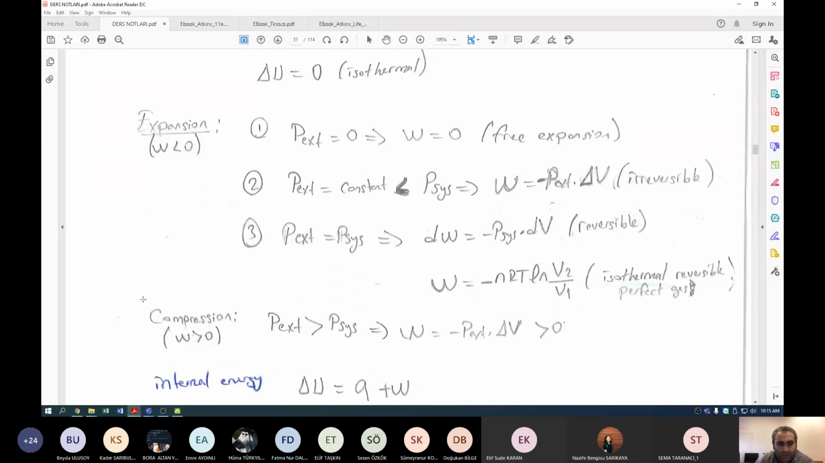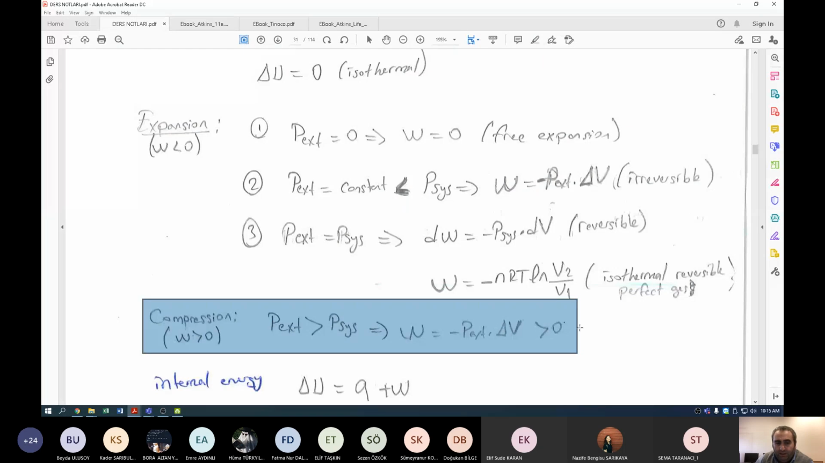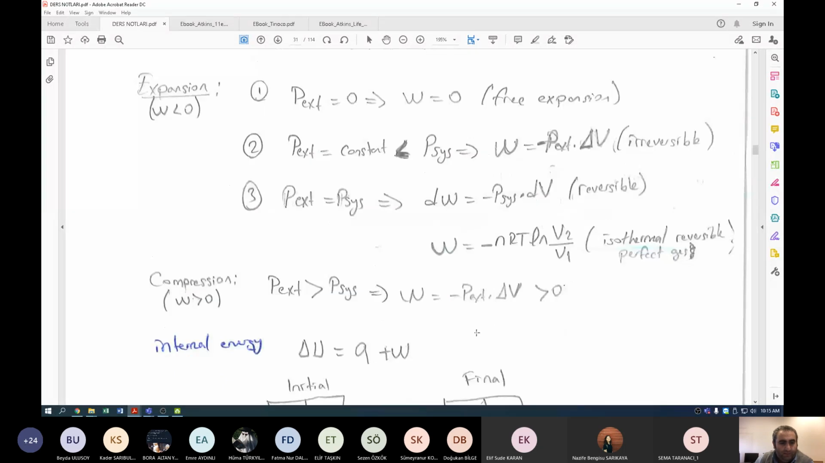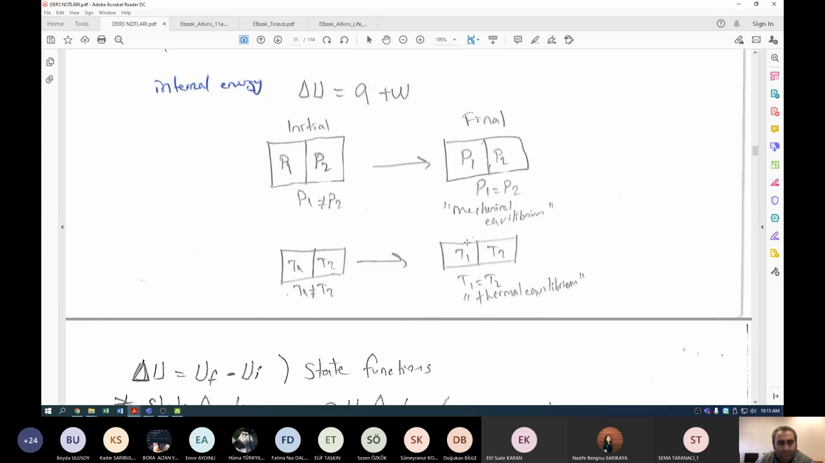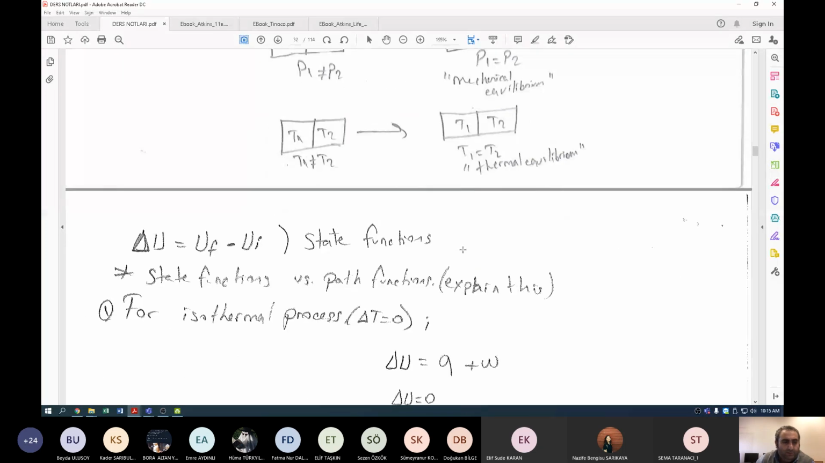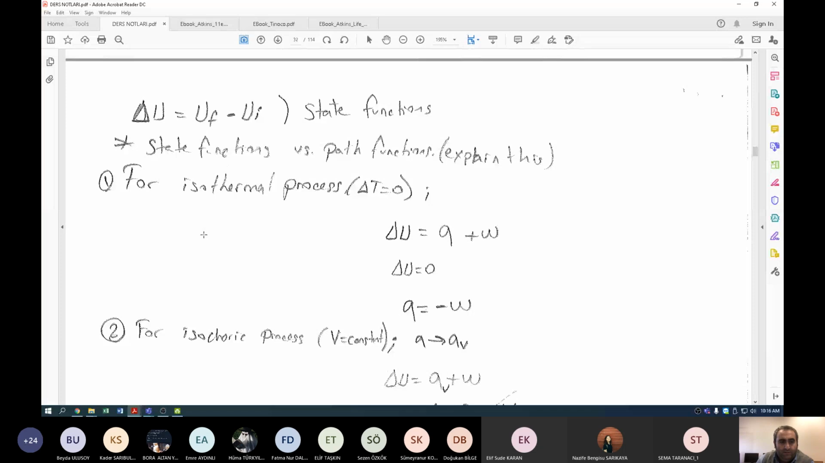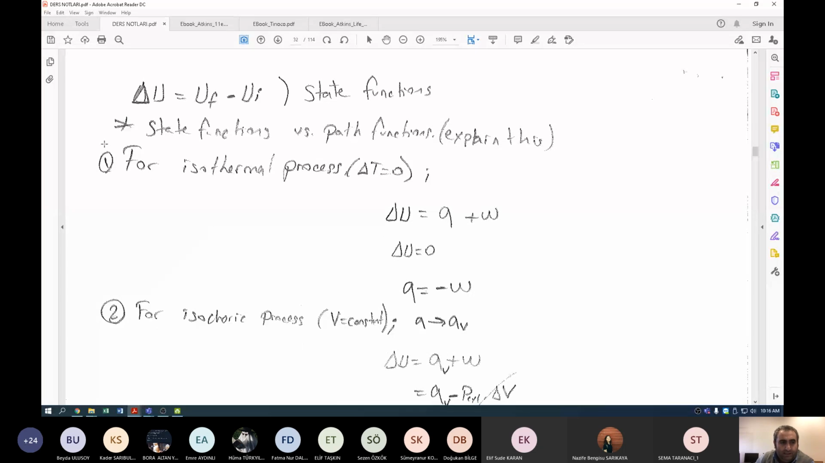Okay. For compression, that is the opposite. The same equation yields, but the sign changes. Okay. So we have discussed these ones. Let's move on. So we have also discussed state functions.